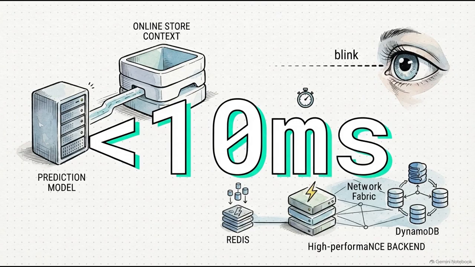Now, when a model is sitting in an online store just waiting to make a real-time prediction, it needs context, and it needs it literally instantly. The P99 latency target for online stores, meaning 99% of your requests have to finish faster than this, is under 10 milliseconds. Less than a blink of an eye. Real-time inference just doesn't happen if fetching user data takes too long, which is exactly why this ultra-fast retrieval relies on high-performance backends like Redis or DynamoDB.